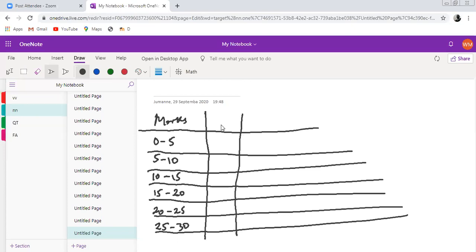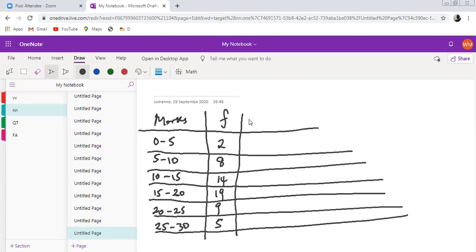You are given the frequency. Those who scored between 0 to 5, they were maybe 2 students. 5 to 10, they were 8. 10 to 15, they were 14. 15 to 20, they were maybe 19. This one, they were 9. And maybe this one, they were 5. You are told now, calculate the median marks.